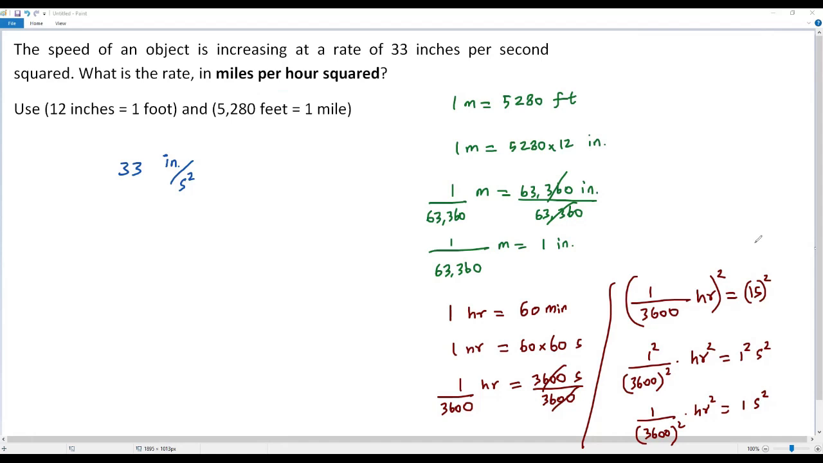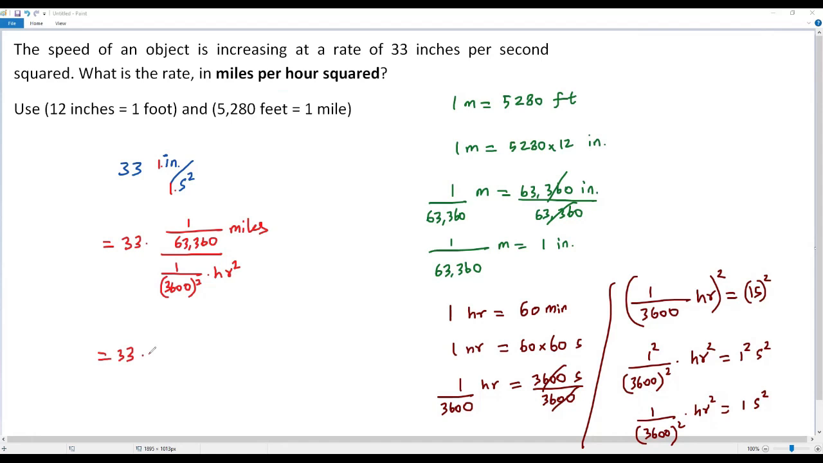Now let me go to the given rate over here. So we have 33 times, and we can consider this inch as 1 inch, and this is 1 second squared. We know that 1 inch is equal to 1 over 63,360 miles. Let me plug in this stuff for 1 inch over here. Then I'm getting 1 over 63,360 miles, divided by, and for this 1 second squared, we got 1 over 3,600 squared times r squared. Let me plug in the stuff over here. That is 1 over 3,600 squared times r squared.